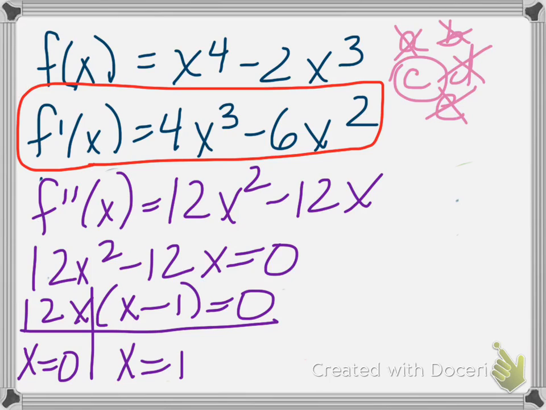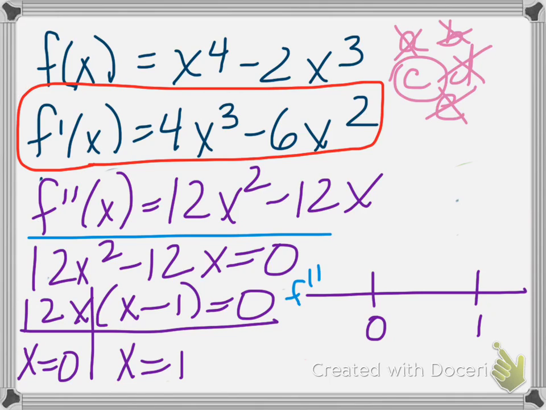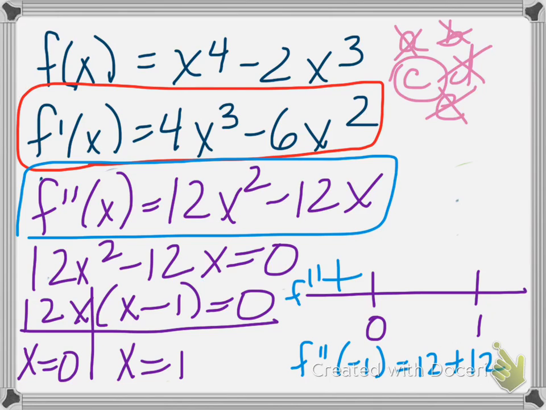So you have two possibilities here, and you can make a wiggle graph, put 0 and 1 on it, and because this is for an inflection point, you're going to test this into the second derivative, and here's the second derivative right here. So if you take a value such as f double prime of -1, you will get 12 plus 12, so that's positive. And then if you do f double prime of, let's say, 1/2, because you need a number between 0 and 1, you will get 3 minus 6, so that's negative. And then if you do f double prime of a number bigger than 1, such as 2, you get 48 minus 24, so that's positive.